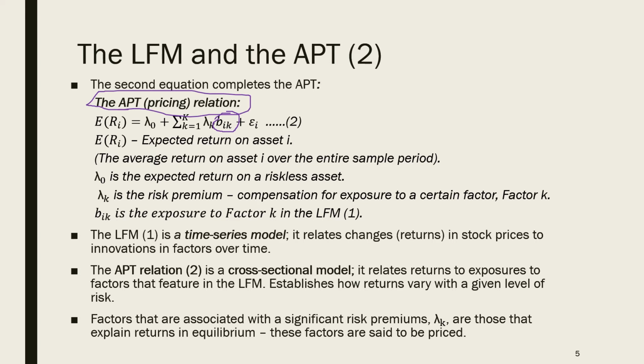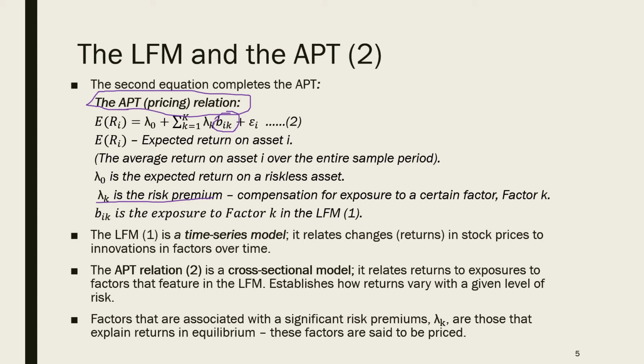So what we do is estimate the so-called risk premium, which is the compensation for exposure to a certain factor for a given asset. In other words, we estimate the linear factor model for a multitude of assets, and those are the linear factor models, that's time series. Then we take our so-called expected returns, which let's define as the average return on an asset over a sample period, and then we relate it to the exposure for that specific asset that we estimated the linear factor model for.